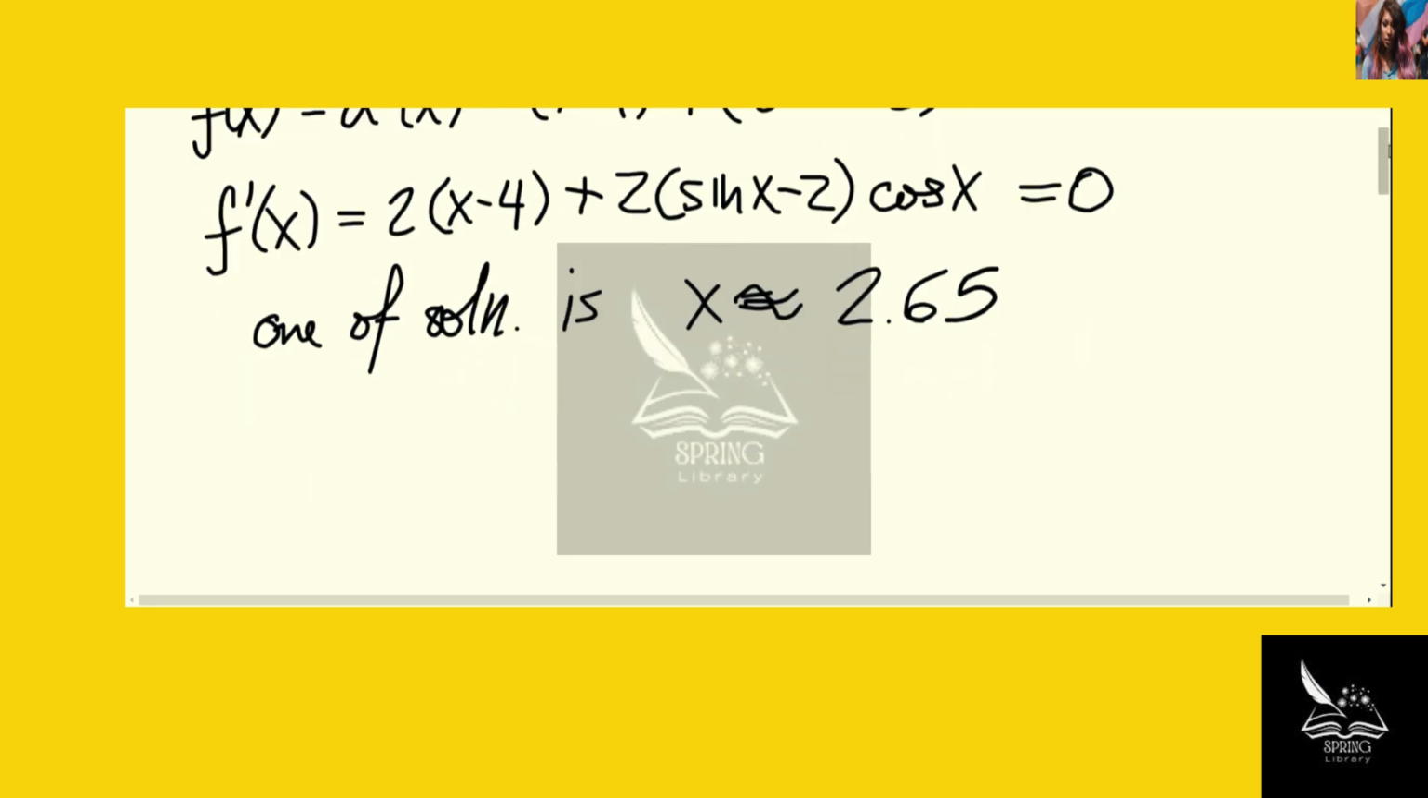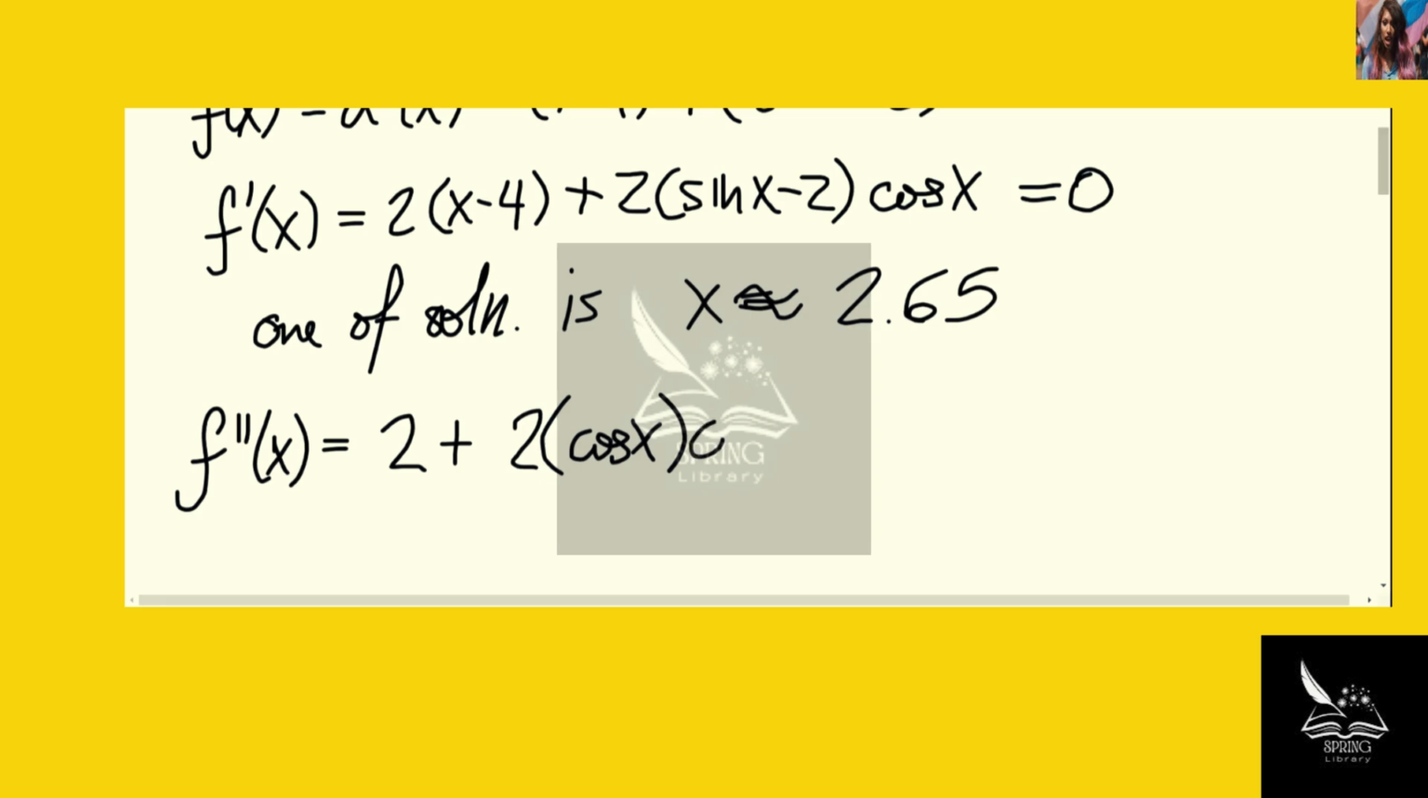Let's test this by finding the second derivative, f double prime of x. So this is going to be 2 plus, and then 2 times the derivative of sine x, which is cosine of x, times cosine of x by the product rule, plus 2 times (sine of x minus 2) times negative sine of x.